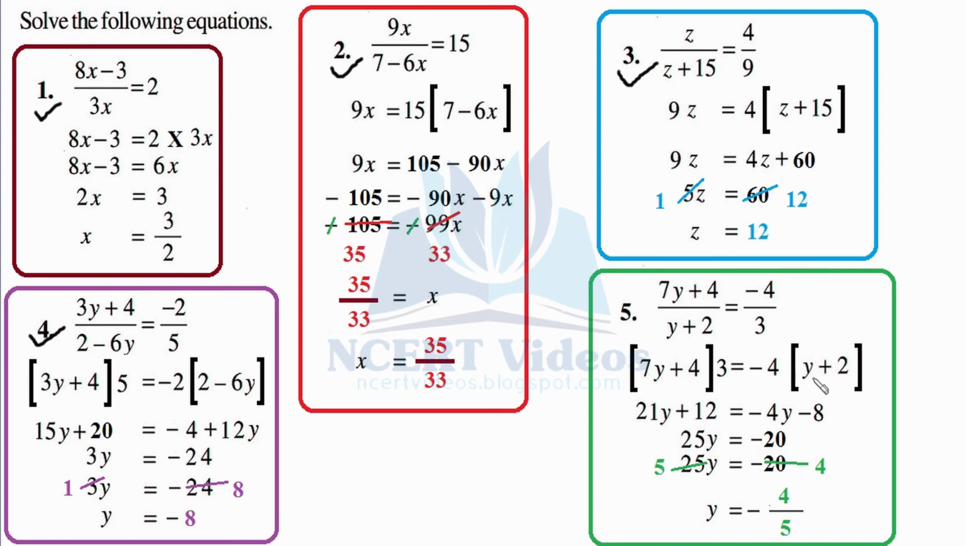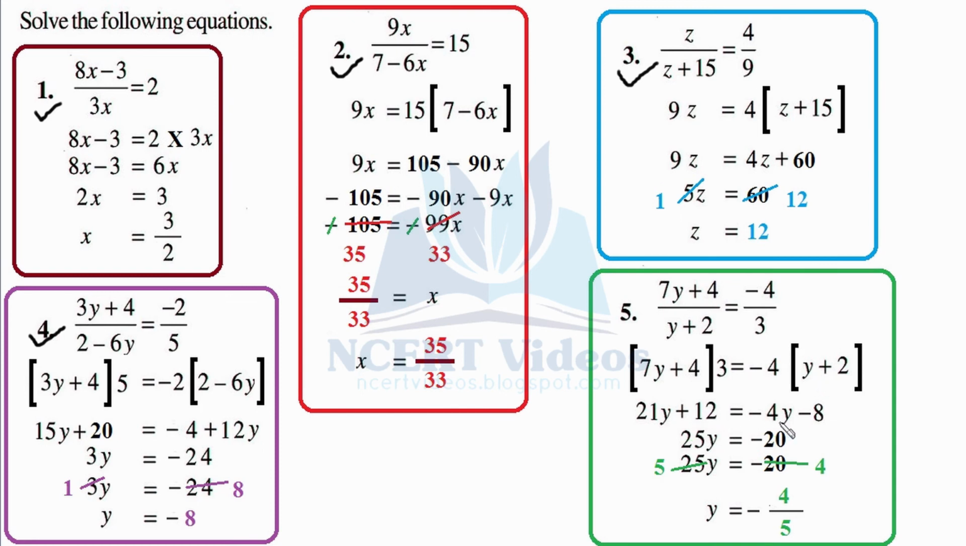Let's open the bracket. 7 threes are 21, followed with y, so 21y came, plus, as it is, 4 threes are 12, equal to, as it is, minus 4 into y is minus 4y. Here, minus plus in mathematics gives minus, so minus 8. Again, keep a note on signs.